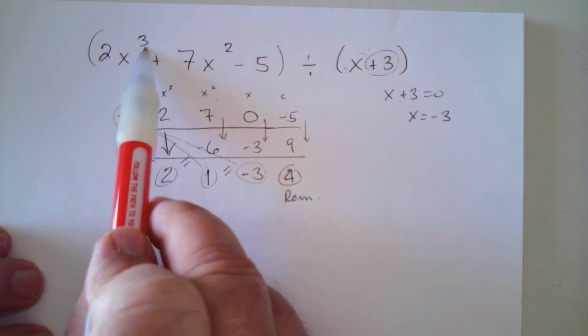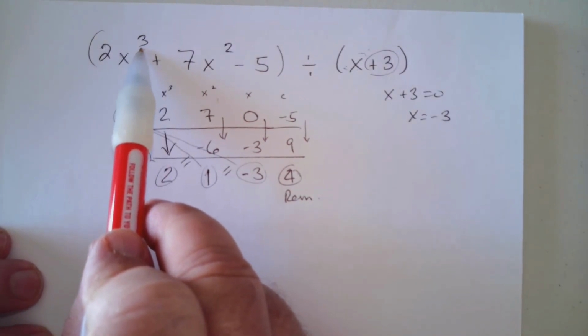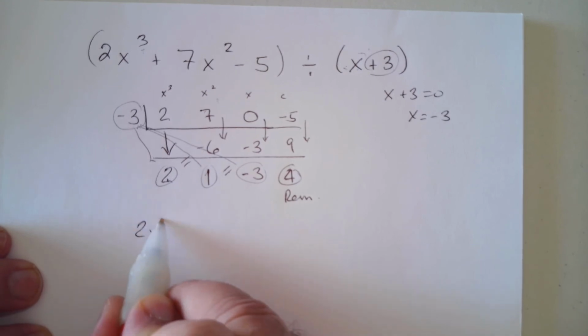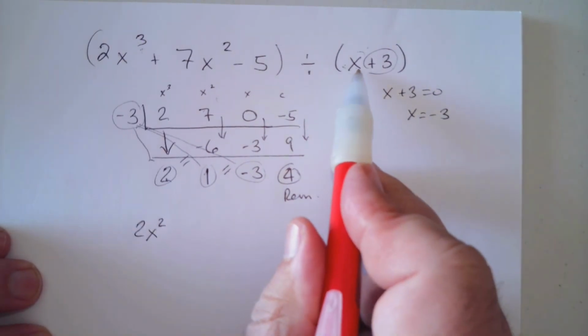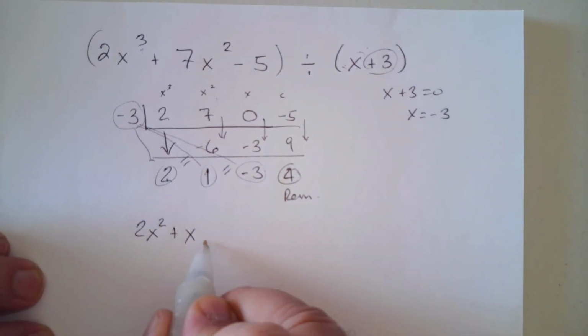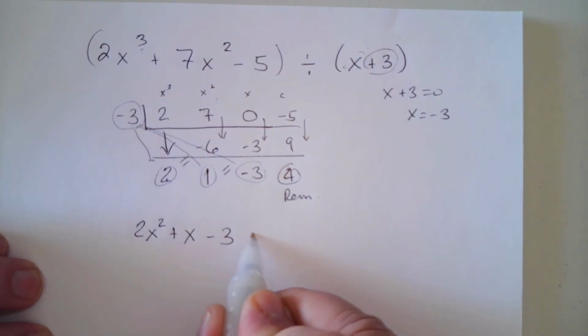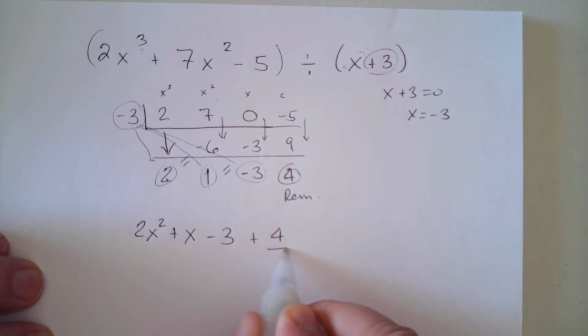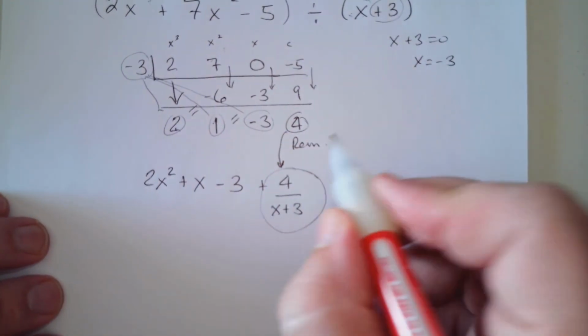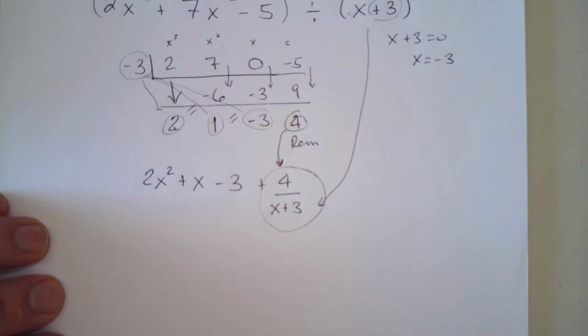So since your leading original term was x cubed, this one starts off with x squared, because I divided by 1x. Then it's a positive x minus 3 plus the remainder of 4. That's how you write the remainder. The remainder over the denominator.